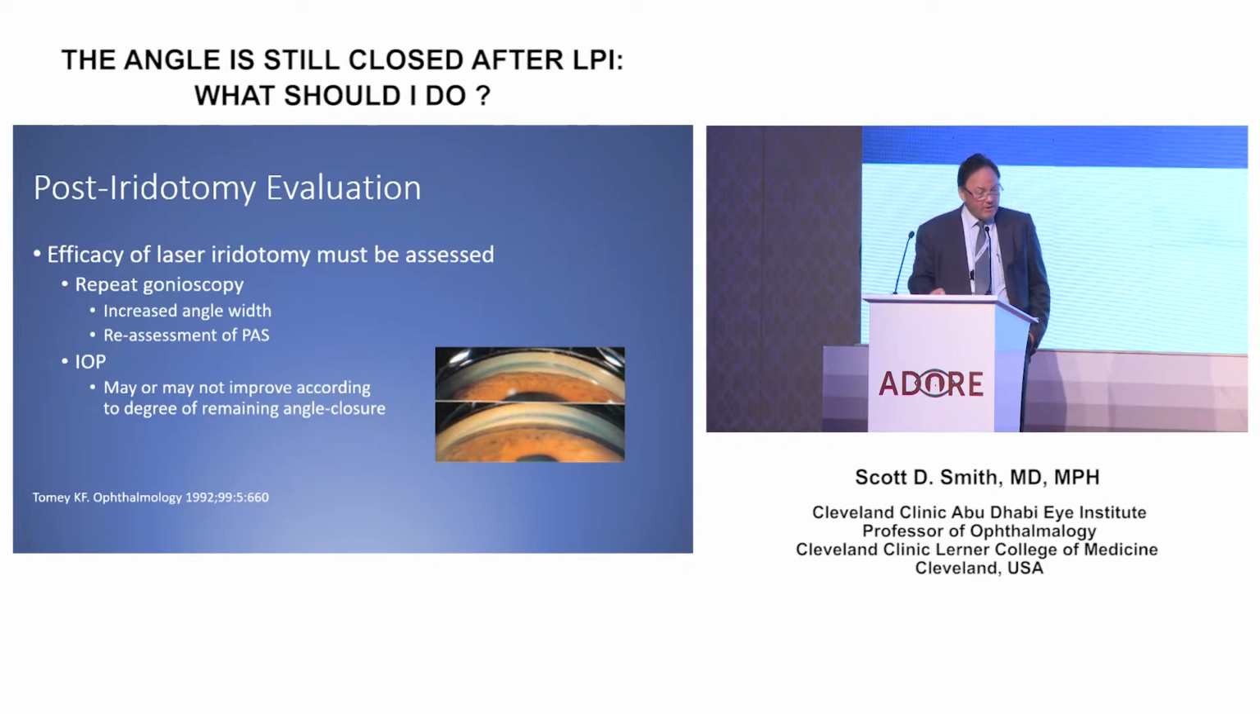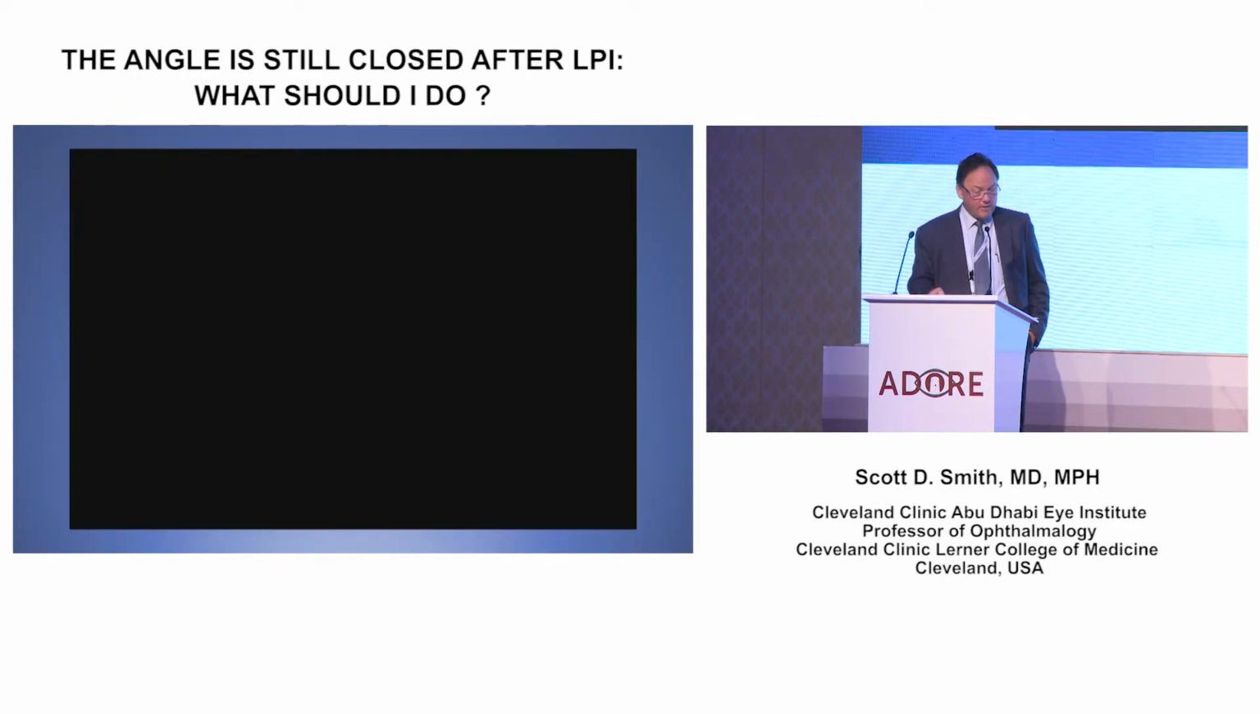So we repeat gonioscopy, and we want to judge the angle width, whether or not it's greater in its natural configuration than that which we saw before the iridotomy, and we want to reassess for peripheral anterior synechia. The intraocular pressure may or may not improve according to how much of the angle opens up and the amount of peripheral anterior synechia.